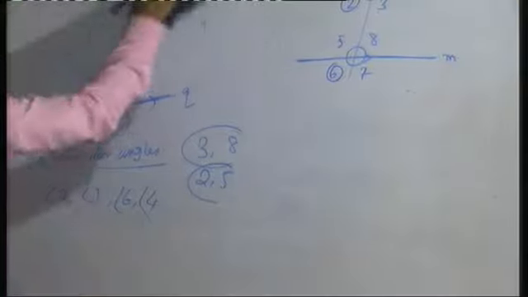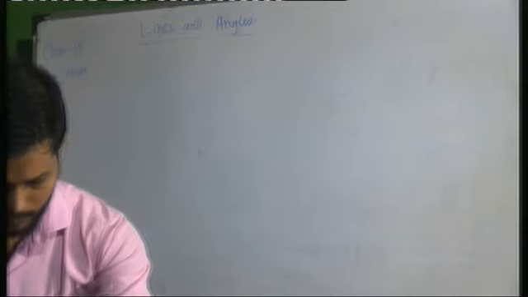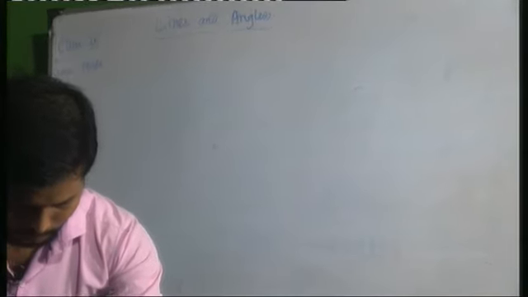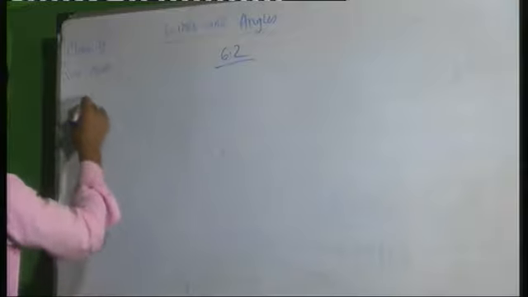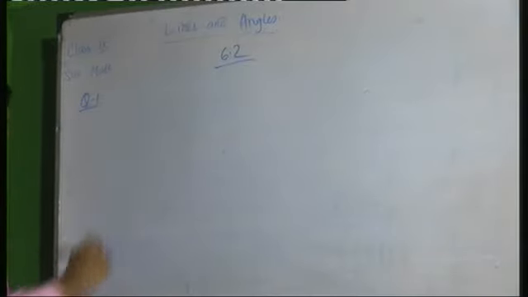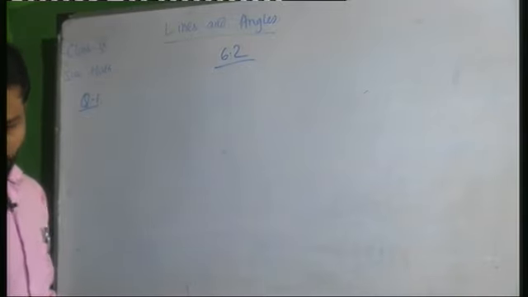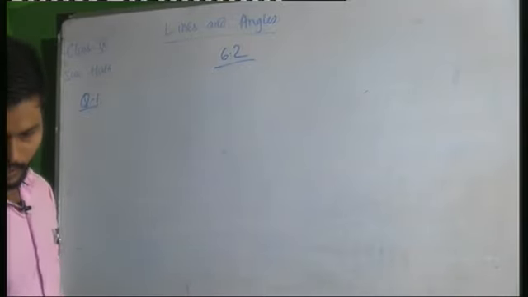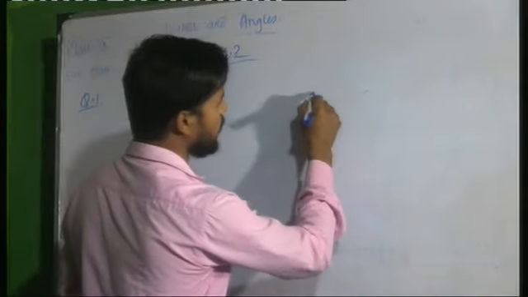Okay, now we'll solve some problems from your exercise. Exercise number 6.2, question number 1. The first question is: in figure 6.24, find the values of x and y, and then show that AB is parallel to CD. The diagram is given here.